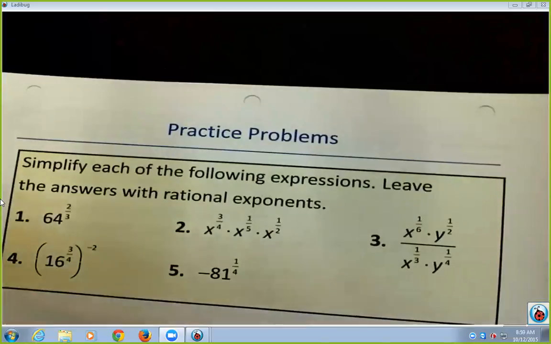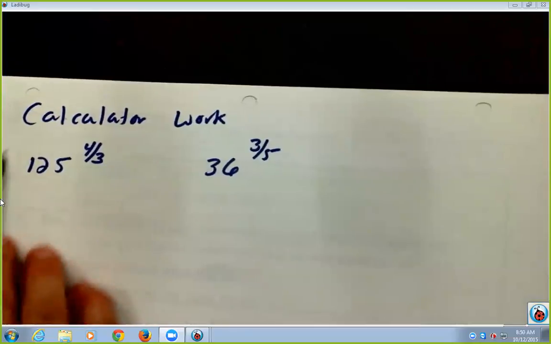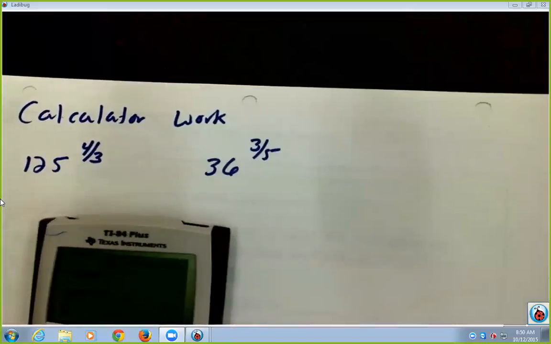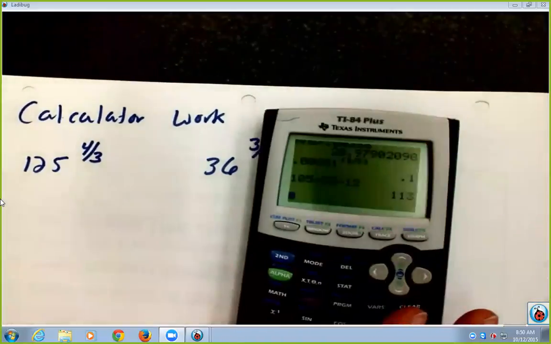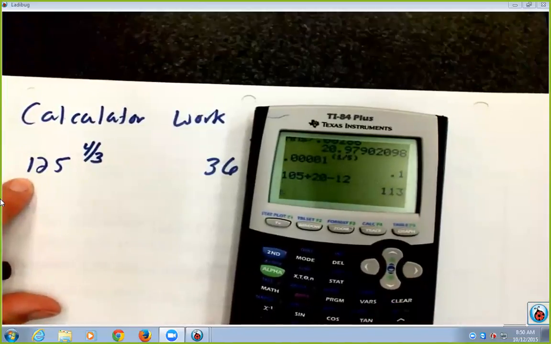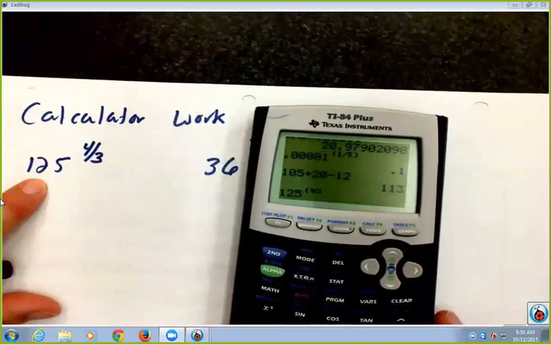Now, some of them, you can end up working those things out, like these two. So what would my answer be for this first one? So if I take 125 to the 4/3 power, what would my answer come out to be? So over here on my calculator, I'm going to take 125, hit my caret key, close it in parentheses, don't forget that part.